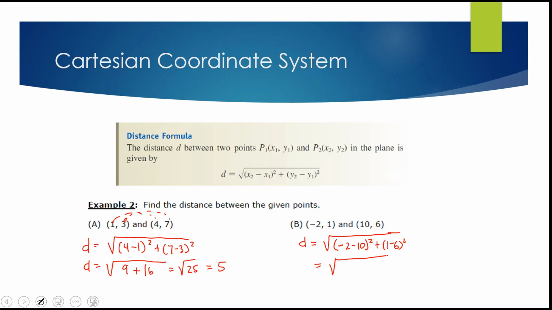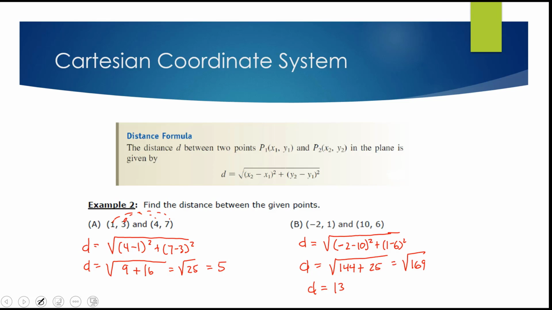negative 2 minus 10 is negative 12. Negative 12 squared is a positive 144. 1 minus 6 is negative 5. Negative 5 squared is 25. So that equals the square root of 169. And the square root of 169 is 13.